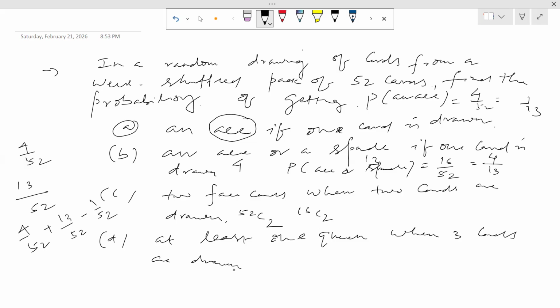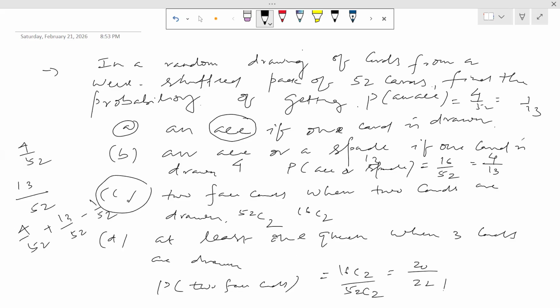So the probability of two face cards will be 16C2 divided by 52C2. Okay, that is 20 by 22 factorial. So if you have not understood this one, I think you have to think. Then we'll go to the next question.